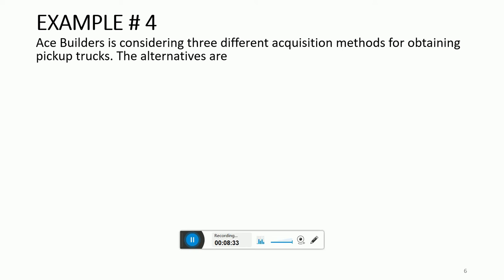For example, a builder is considering three different acquisition methods for obtaining pickup trucks. He has three different alternatives, so he has to choose, by making the discounted present worth analysis, which option is the best one for that builder to choose, as he has to get the pickup trucks.